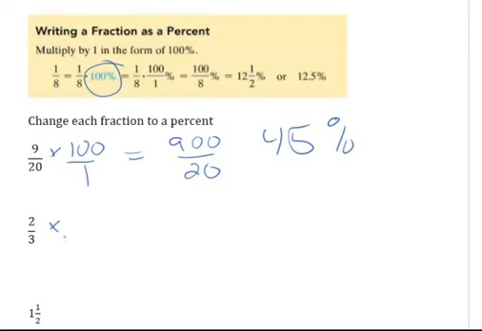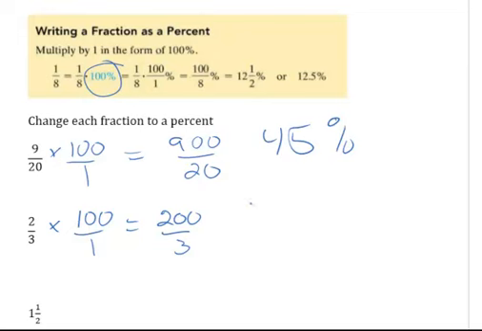All right, I'm going to do the same thing here. I'm going to multiply this by 100 over 1. That's going to give me 200 over 3. Now, when I end up with something like this, if you take your calculator and divide 200 by 3, you're going to notice that you end up with a decimal. Since we're going to write our fraction as a percent, typically my math lab will ask you to write it as a mixed number.